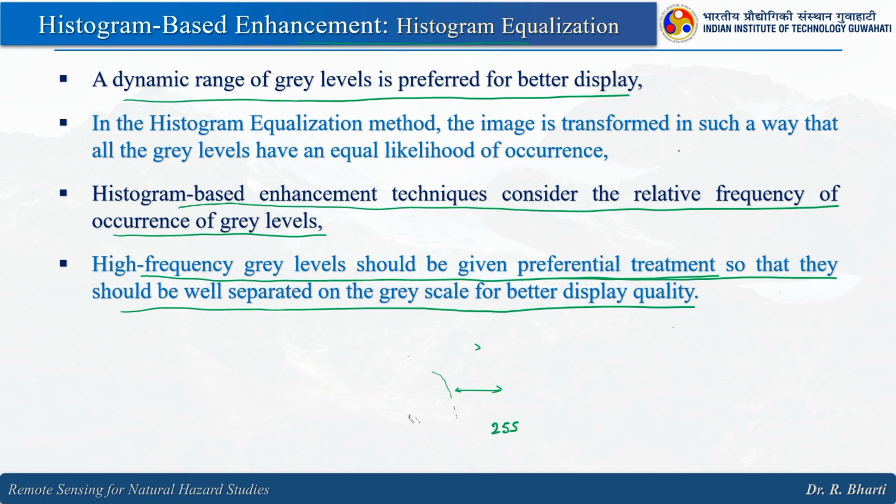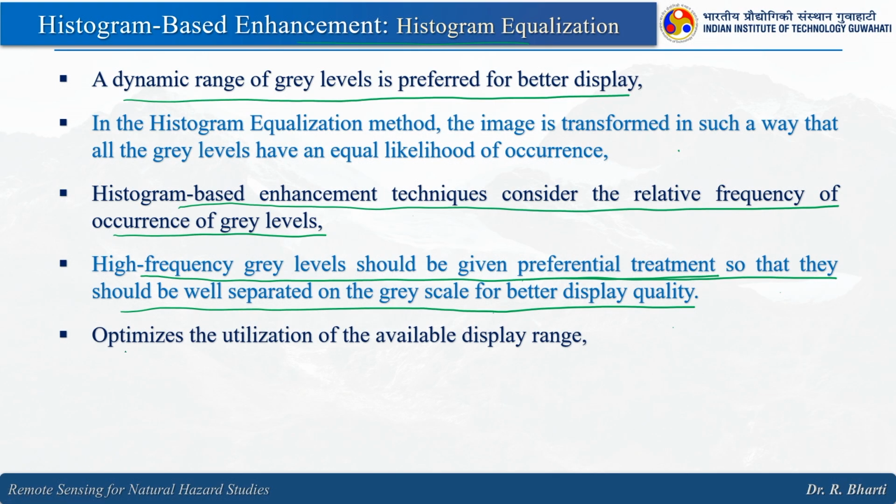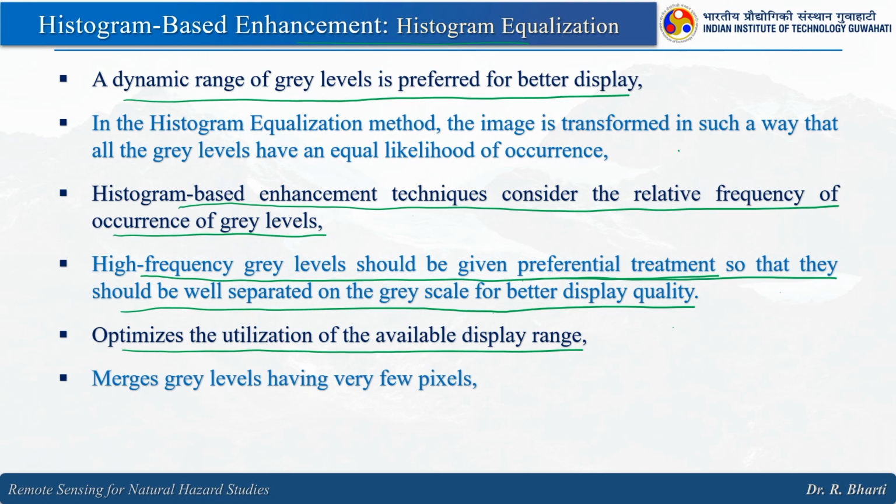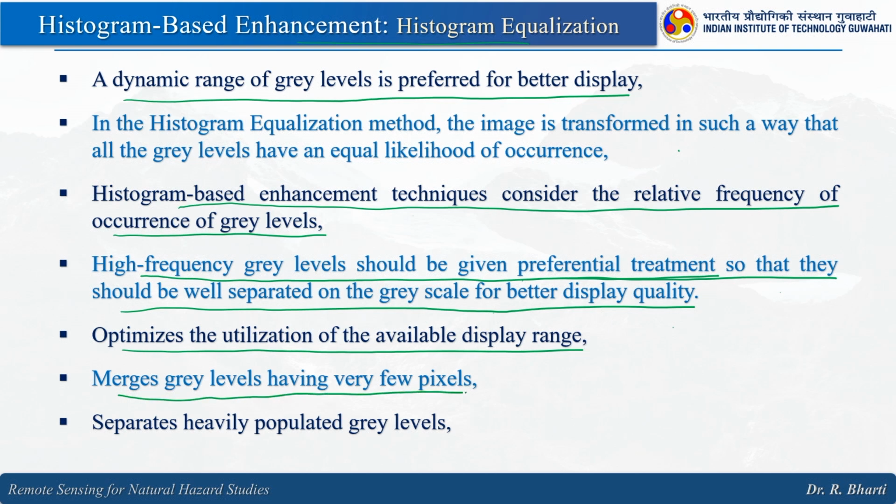So, histogram equalization is one of the best techniques for image enhancement that you will see in the example that I will try to show. It optimizes the utilization of the available display range. So, in case of 8-bit data or an 8-bit display system, the whole 0 to 255 gray range or gray labels will be used to display the data. It also merges the gray labels having very few pixels.